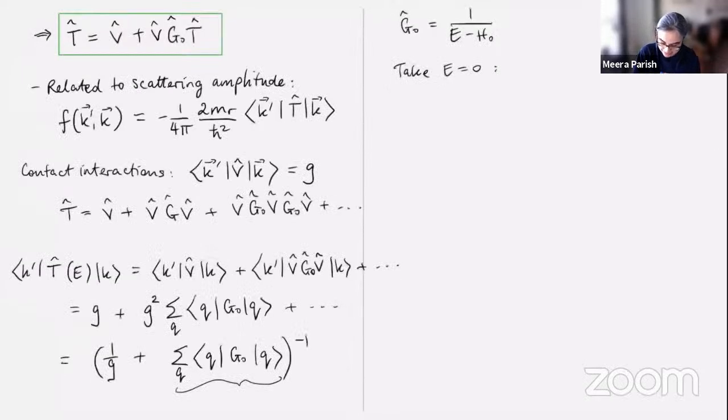So you remember that for the S wave case, or in general, the low energy case, I had indeed this kind of form here. So indeed, when I take E equals 0 or K equals 0, I just get the scattering length out.